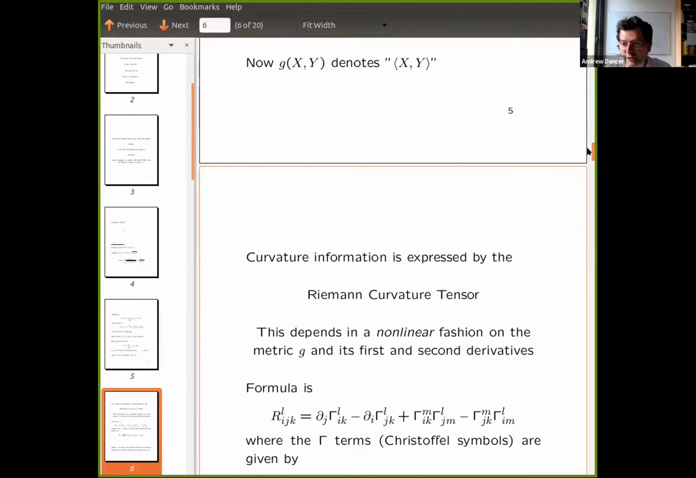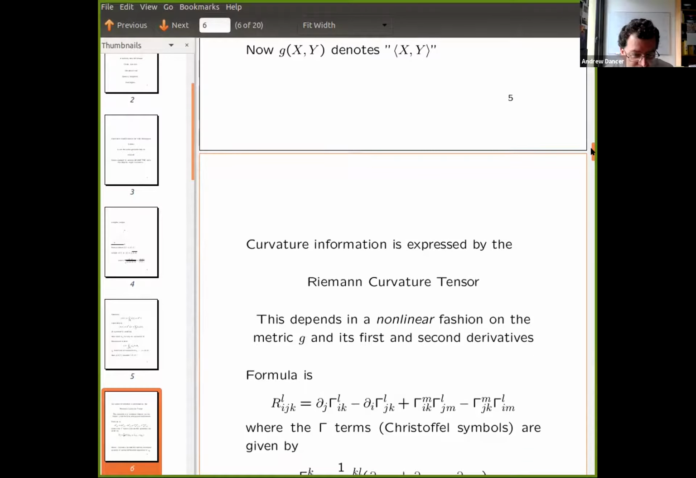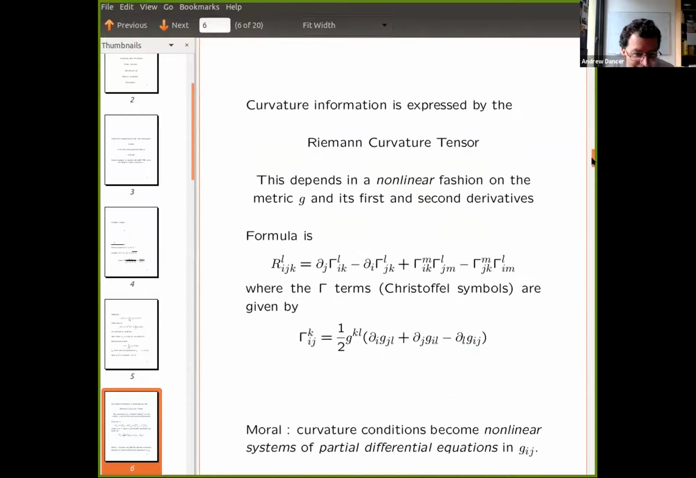Well, I said curvature, ultimately we want curvature. And in fact, with a bit more work, you can show that the curvature information on the manifold is expressible in terms of this gadget, the metric. So just for fun, and to give a bit of a sense of the complexity of the subject, I actually wrote down the formulae here.